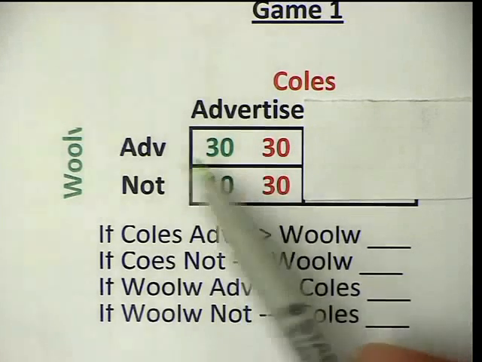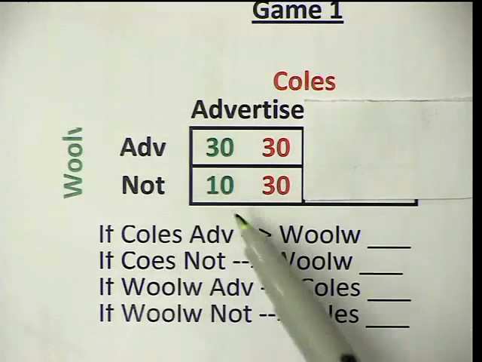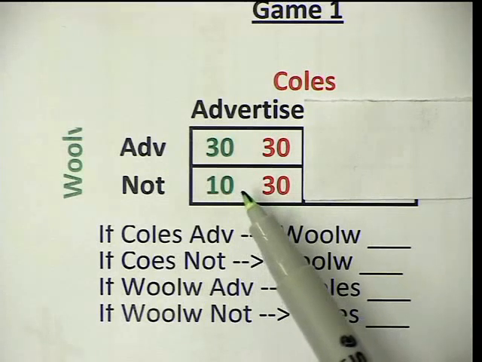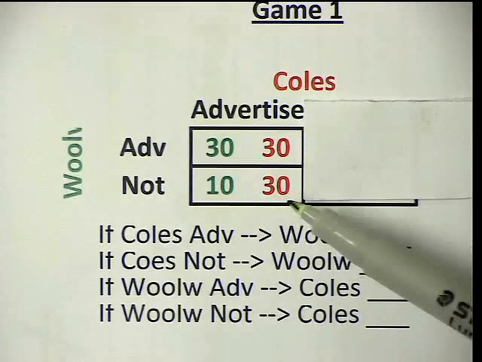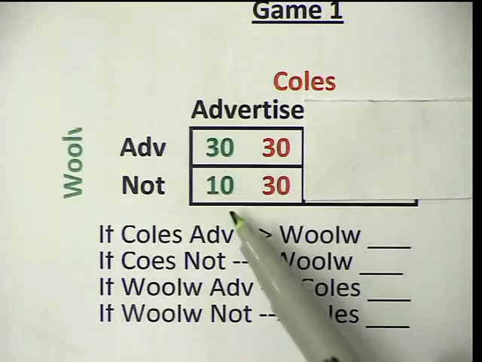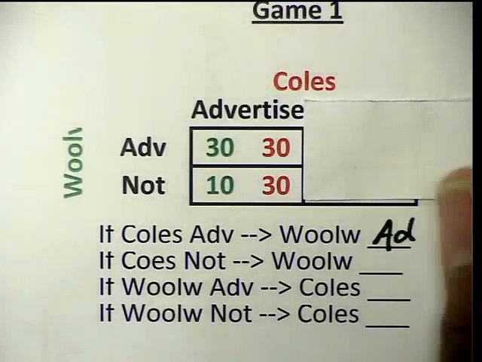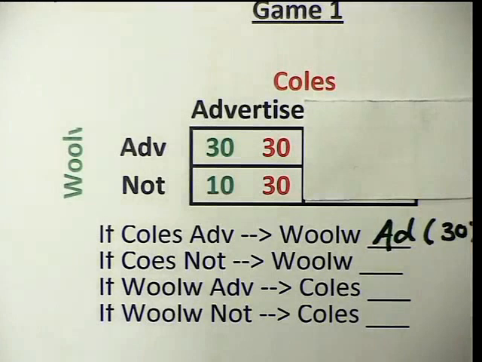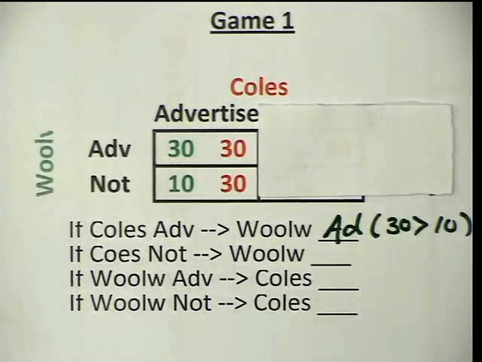Woolworths then looks at a choice to advertise and go with 30, a choice to not advertise and go with 10. Now, this involves you forcing yourself to ignore the numbers in red, right? Because Woolworths is green, we simply look at the numbers that are in green. Woolworths will choose to advertise because 30 is more than 10.